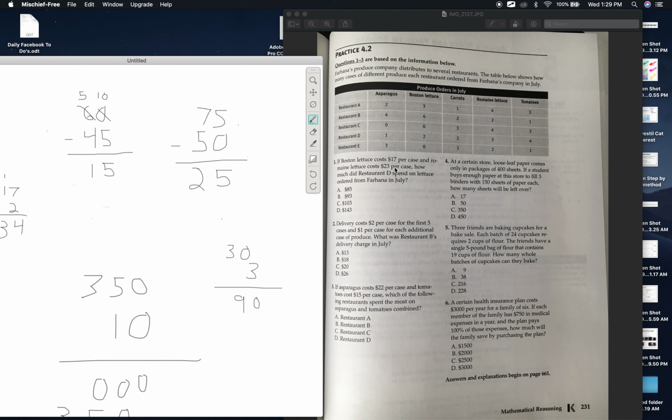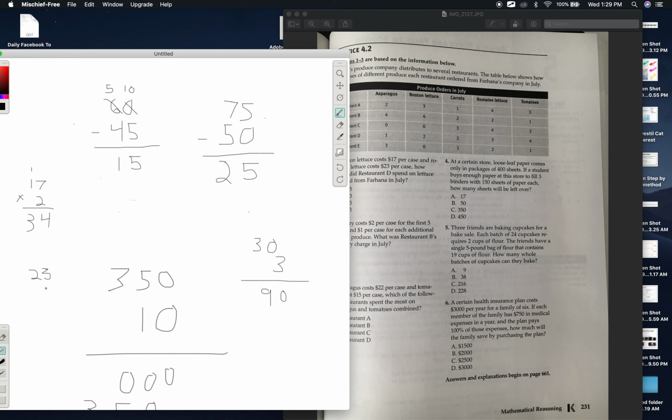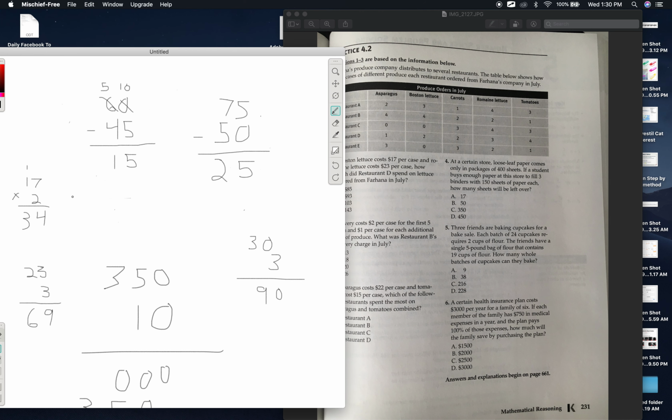So let's do this. 23 times 3. 3 times 3 is 9. 2 times 3 is 6. So they spent $69 on romaine lettuce and $34 on Boston lettuce.